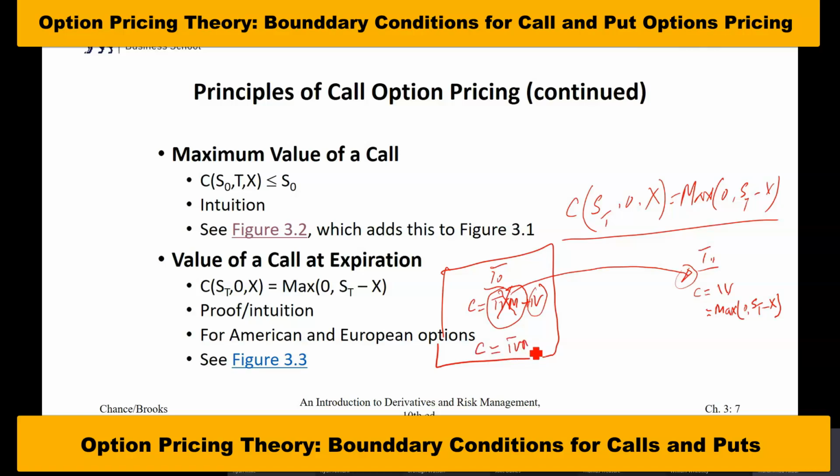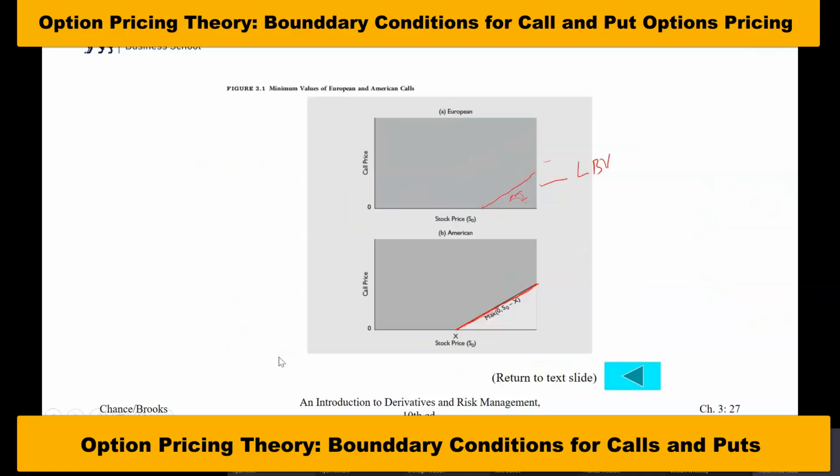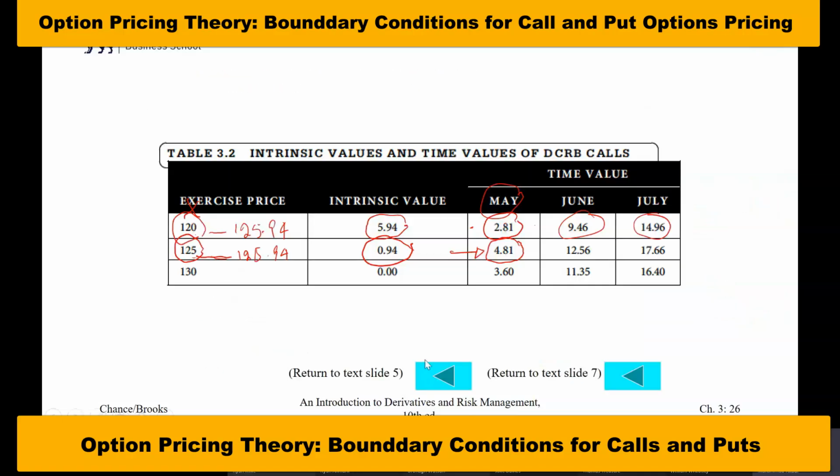When the option is initiated at this time, it is possible that the call option has only time value of money and no intrinsic value. For example, if I go back to the table here, have a look. This option has 0 intrinsic value and it still has time value of $3.6. And this option, the June expiration option, has 0 intrinsic value in part, and it still has $11.35 in intrinsic value. And this one has 16.4.